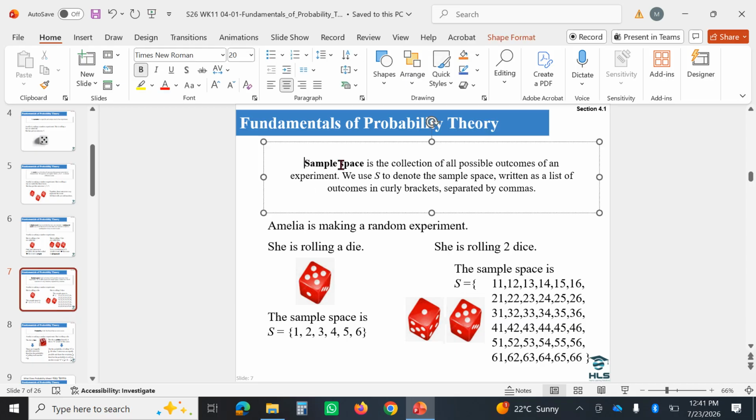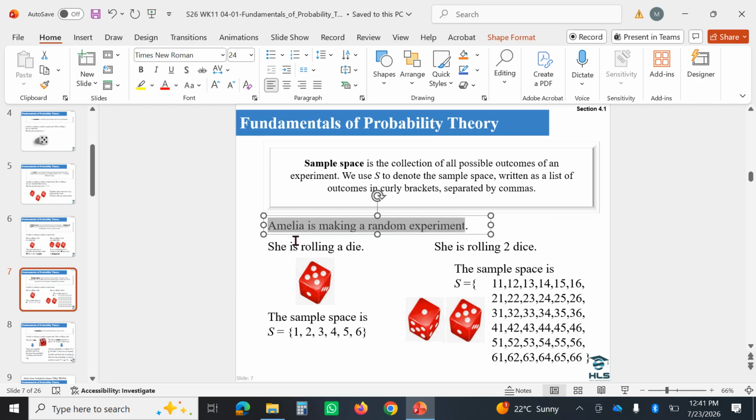Sample space. This is important here. Sample space is the collection of all possible outcomes of an experiment. We use capital S to denote the sample space, written as a list of outcomes in curly brackets separated by commas. And you'll see what this means here.